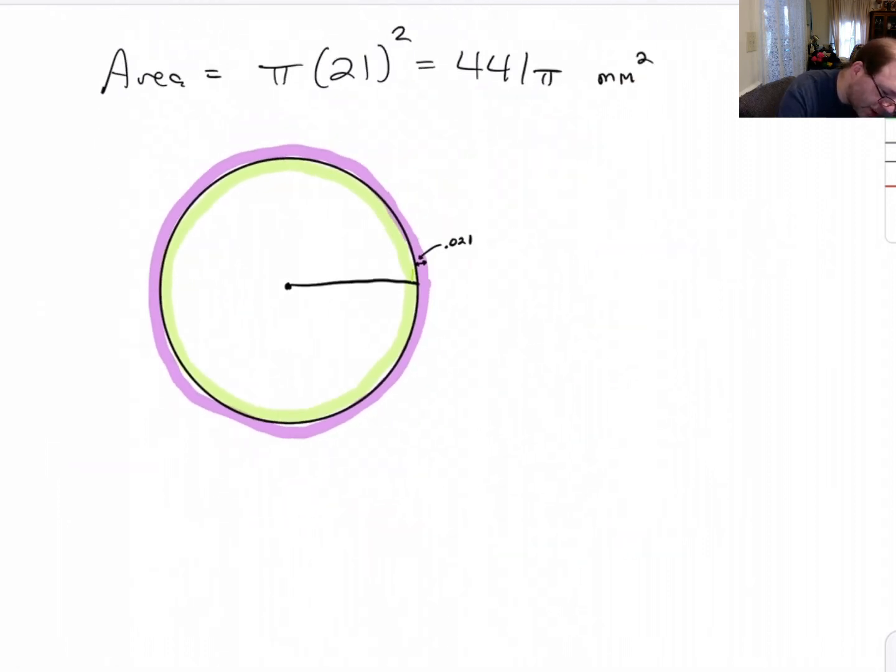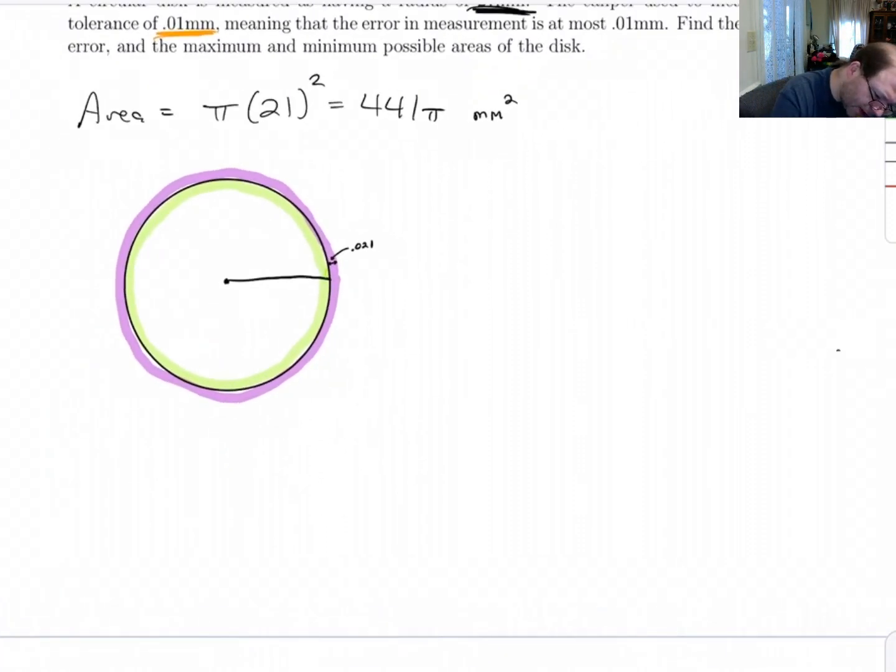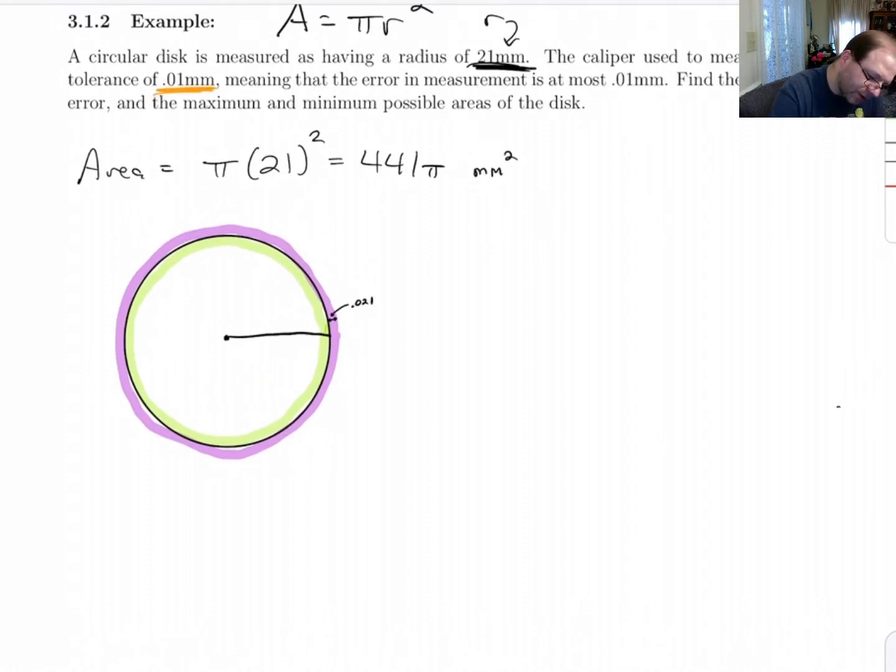So if our measurements are perfect, then the area is the area of the actual circle. If the measurement is a little bit big, then that means that we might have an error in that we included some of the purple. And if our measurement of 21 millimeters was too small, it means we might have lost some of the green part of the actual circle. So what we want to do is find the possible error in the area, and add that and subtract it off. Because the first thing it says is find the approximate error.